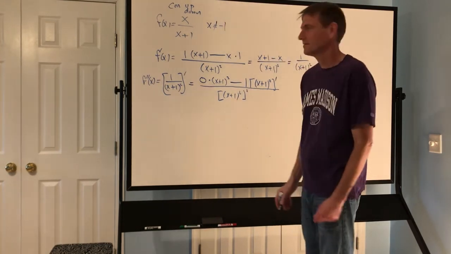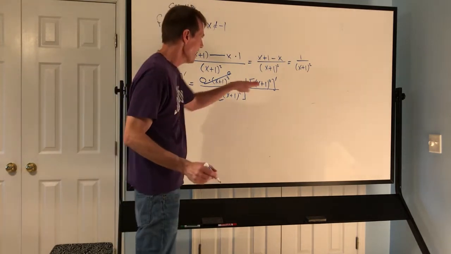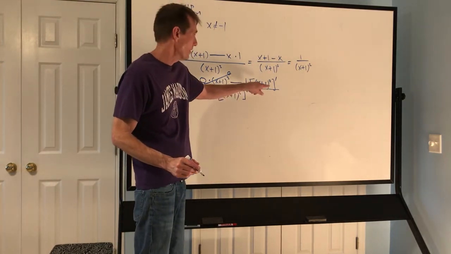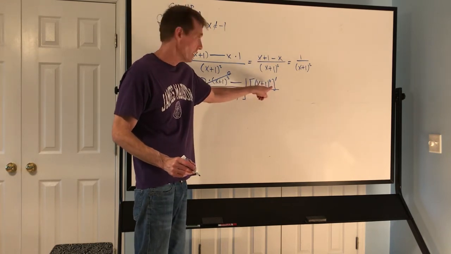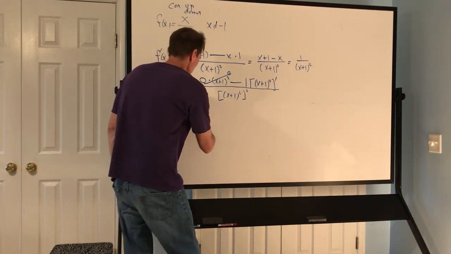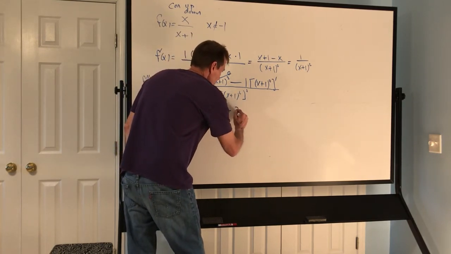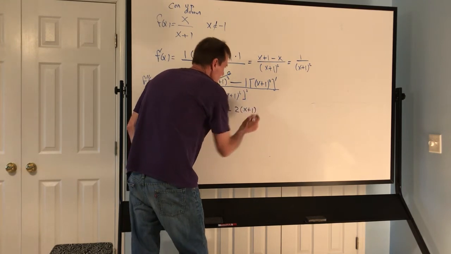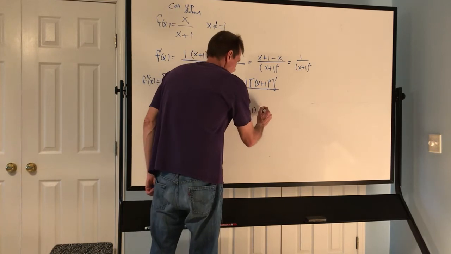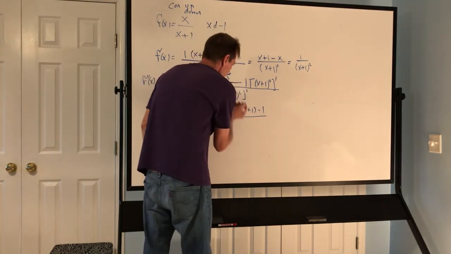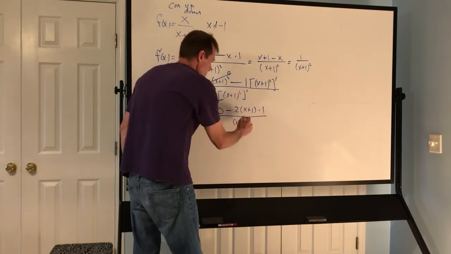You're like, ugh. Oh, this term's not bad. That goes away. We've got to use our power chain rule here. It's 2 times x plus 1 times the derivative of x plus 1. But that's just 1, so that's not bad. So it'd be 0 minus 2 times x plus 1 raised to the 1 times the derivative of the inside, which is just 1. And then maybe I'll simplify this down to x plus 1, 2 times 2, 4.